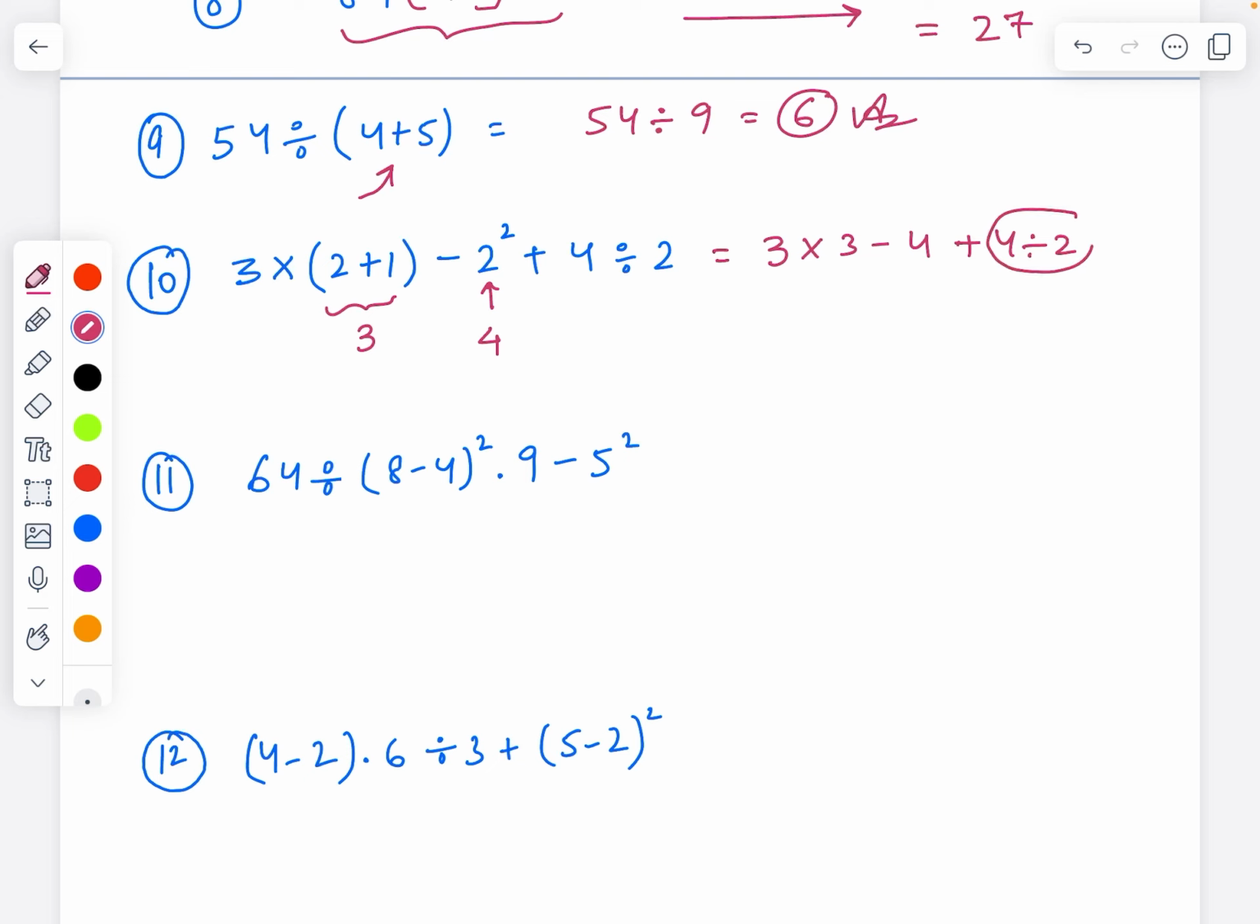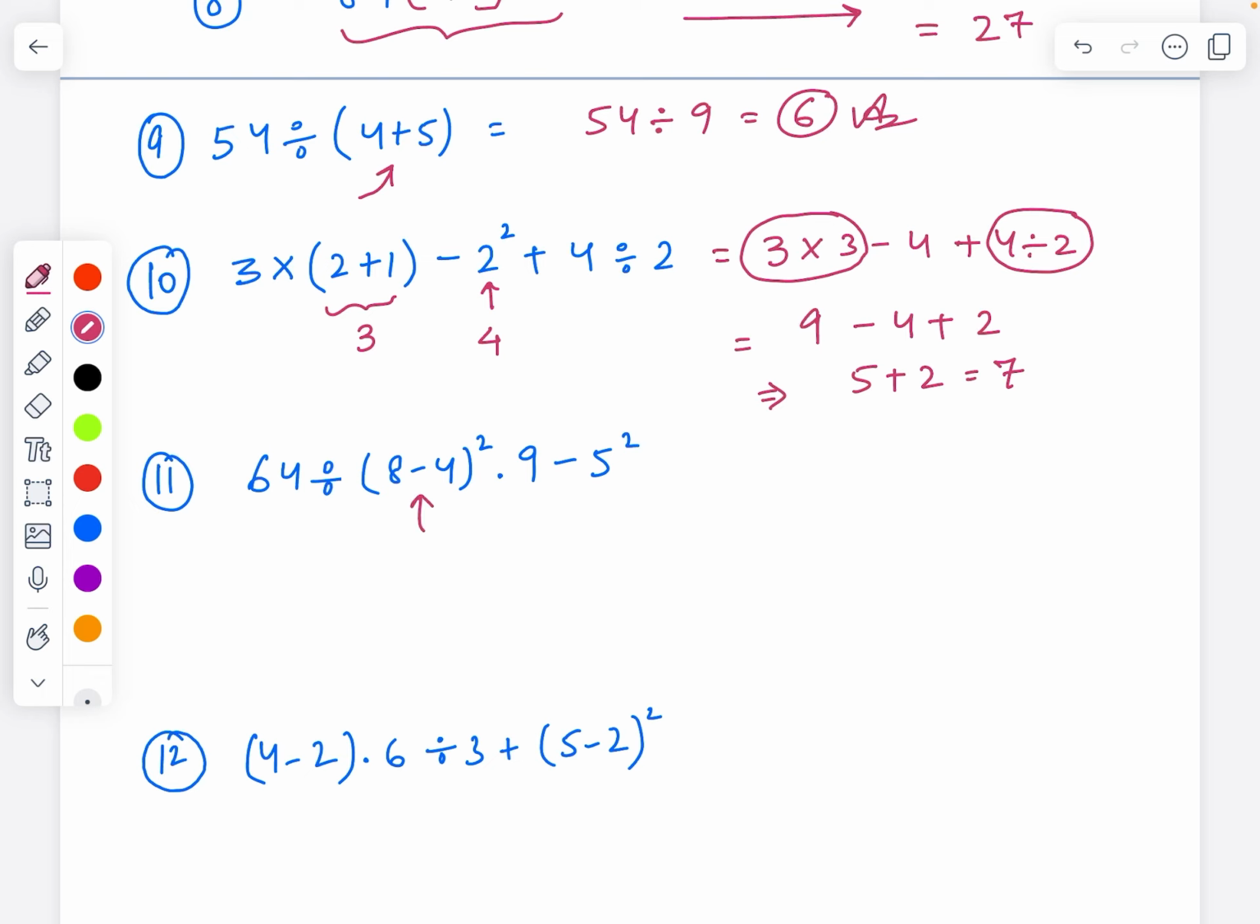So again, division and multiplication have to be solved first. So 3 times 3 is 9. Take away 4 as it is, plus 4 divided by 2 is 2. Now we have 9 take away 4, which is 5. 5 plus 2 is 7. That's the answer.